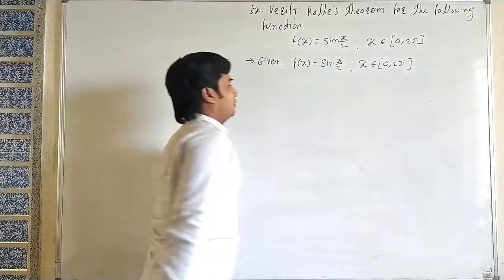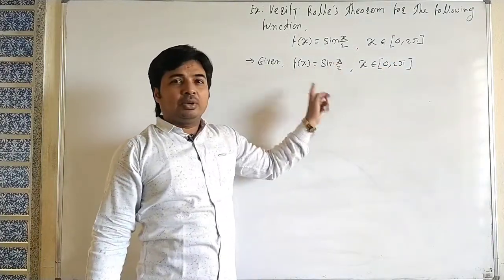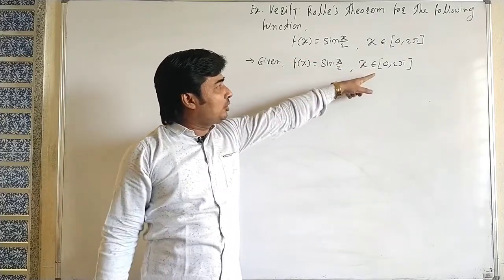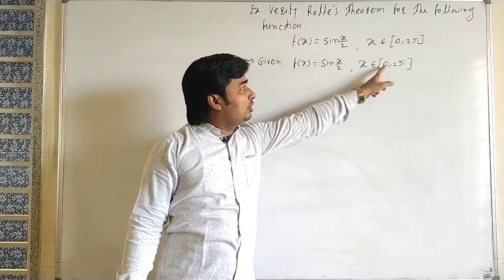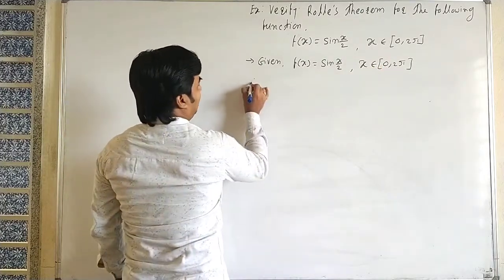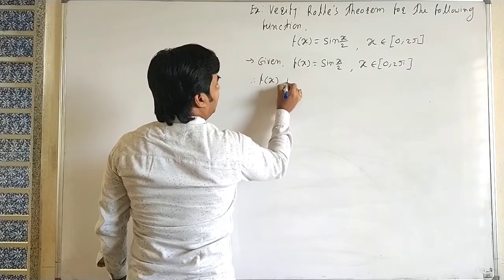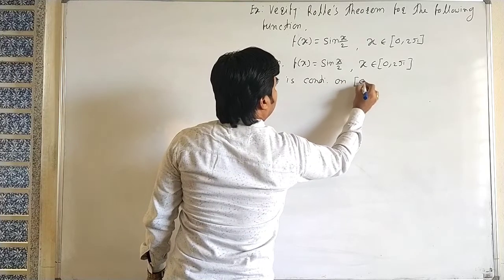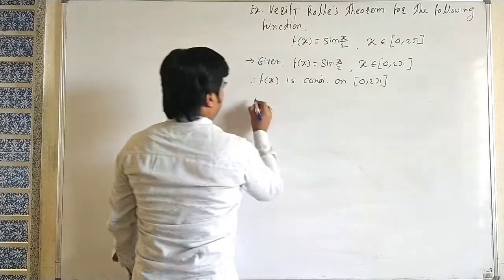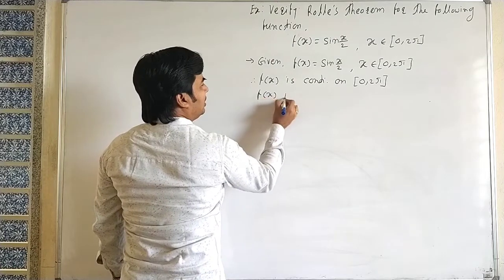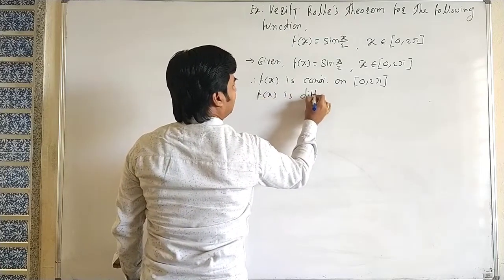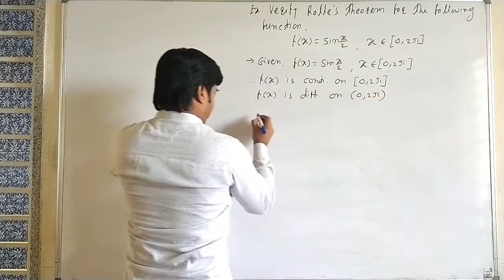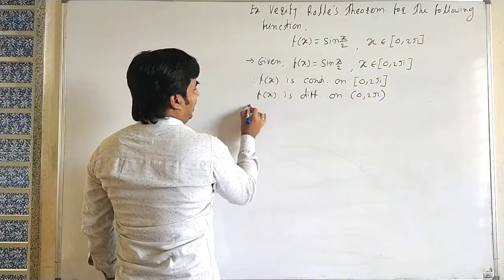Again it is sine function, and sine function is continuous everywhere. Okay, here for the real numbers, therefore continuous on the interval 0 comma 2 pi. Therefore f of x is continuous on 0 comma 2 pi, and f of x is differentiable on 0 comma 2 pi. Now we find f of a and f of b.